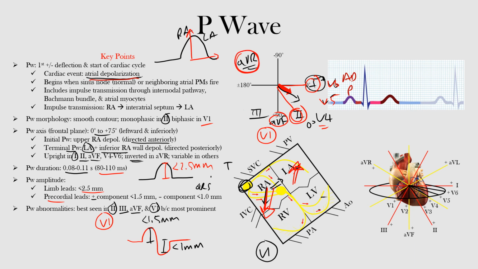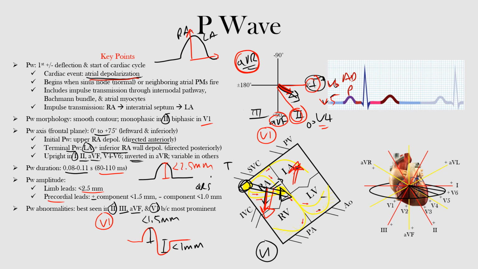So just think of the axis, everything heading in this direction, and superimpose this red arrow here in that direction. So that's where the normal depolarization wave is heading. In all other leads, you'll see a variable P wave, which could be upright, inverted, or biphasic. Now the P wave duration, normally, is between 80 and 110 milliseconds.